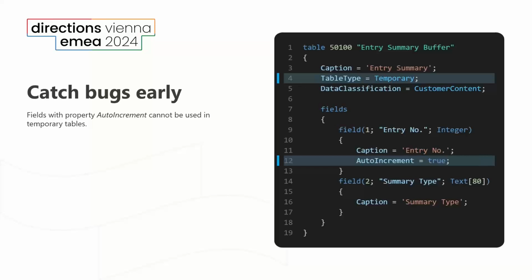That's why it's so important to have the analyzers running during development. Auto increment does not work on table types temporary because the table schema is not synchronized to the database, so the database cannot automatically increment your entry number. It's easy as that, but it's so easy to overlook. So perfect example. Again, every time I'm missing that.